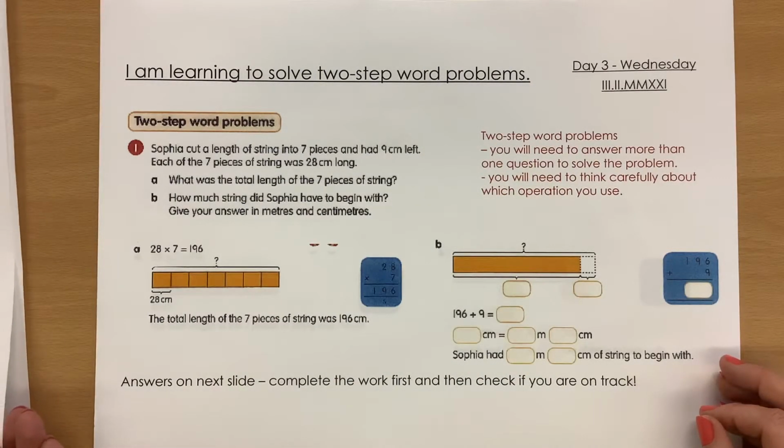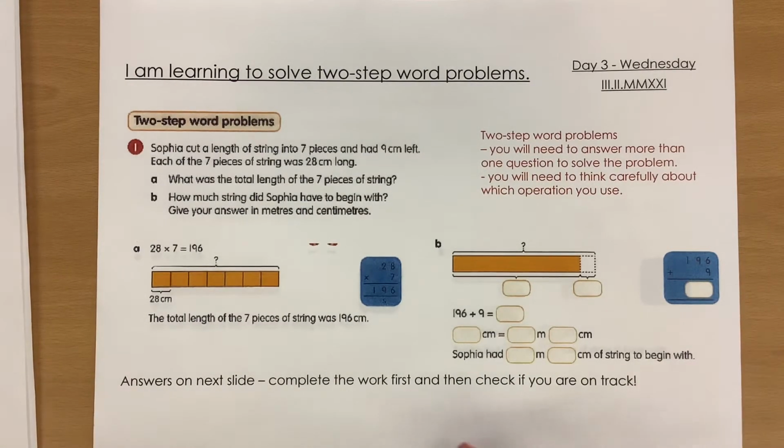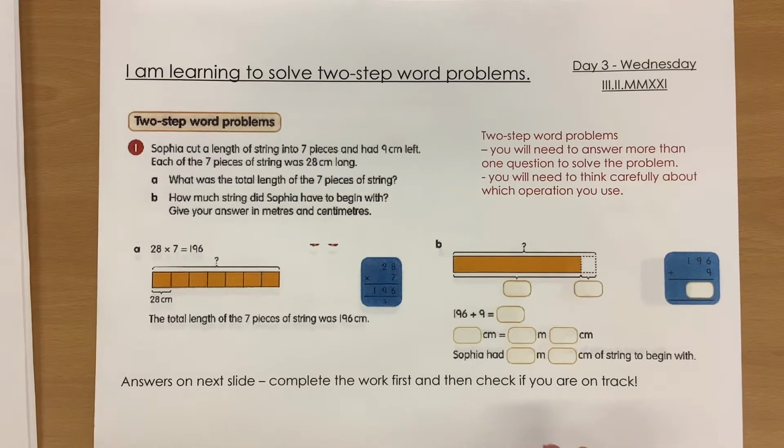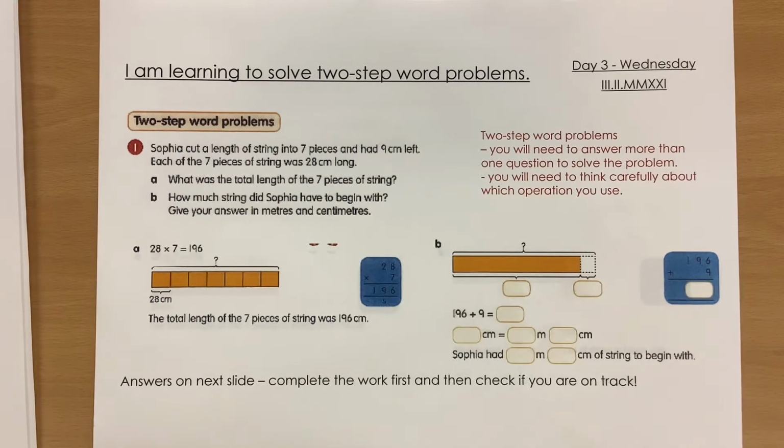And on to today's lesson. So we're carrying on with word problems, but we are looking at 2-step word problems. So this will involve a question where you will need to answer more than one question to solve the problem. It may be that you need to solve something in order to solve the next part, but it will become obvious as we go through these.